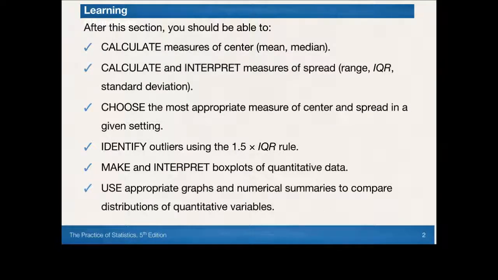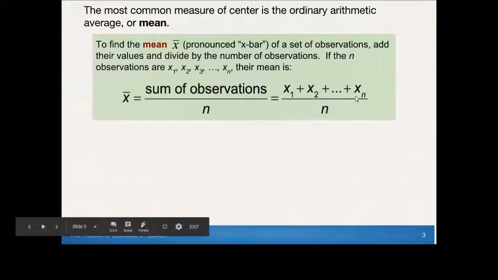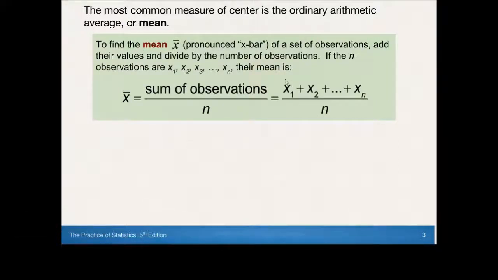All right, let's go. So first off, we're going to look at the mean. This is the average you've been calculating for many, many years. It's the most common measure of center. Sometimes we just call it the average, but it's actually called the mean average. To find the mean, we add up all of the values and we divide by the number. You know that very well.